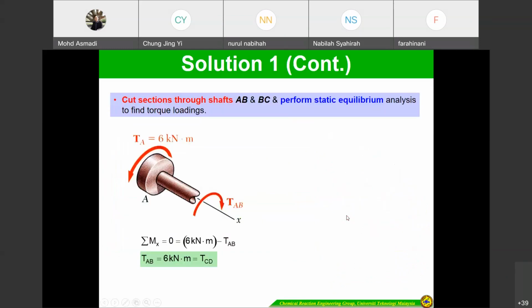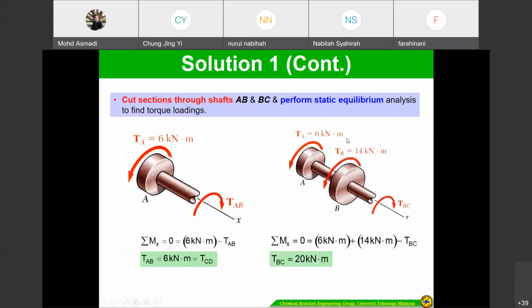And then for the shaft BC, since we already determined TAB, we just determine TBC, so we can get 20 kilonewton. So the method of section is important. For chapters 1, 2, and 3, the method that we always use is the method of section rather than the method of joint, because the method of joint can be applied only for a truss, rather than other members like shafts. So we get 20 kilonewton.